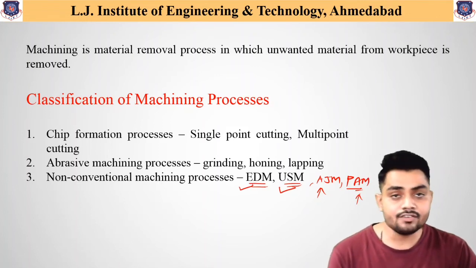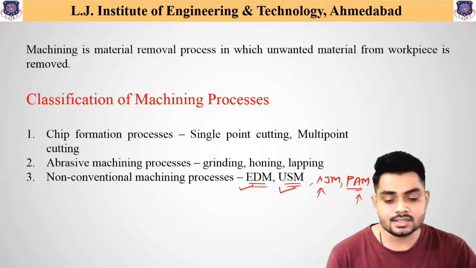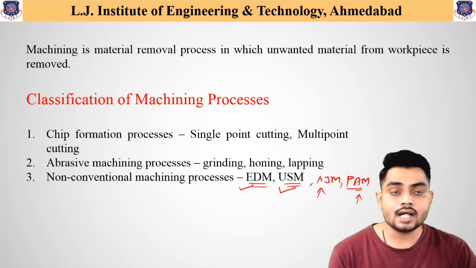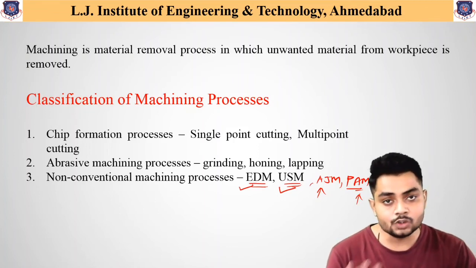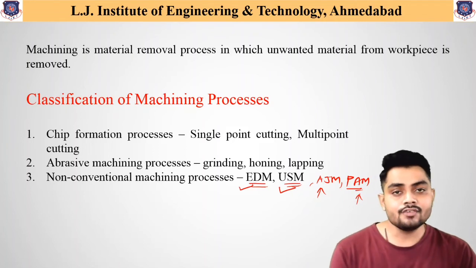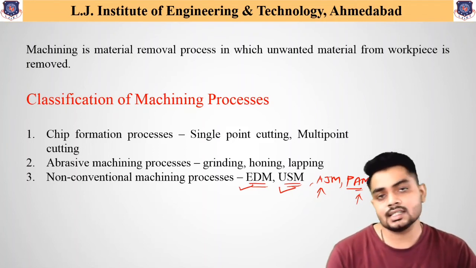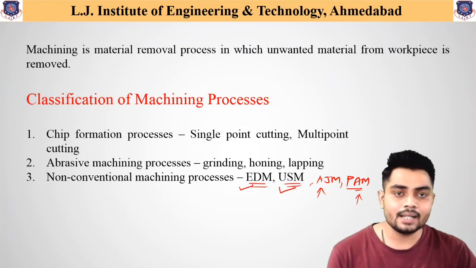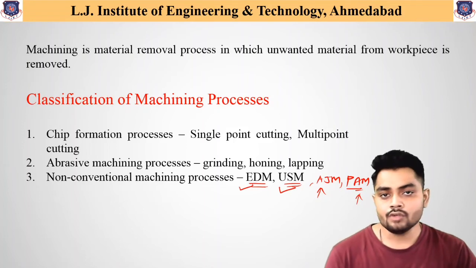In these different processes, the material is removed by different mechanisms. For example, in the ultrasonic mechanism, ultrasonic waves are used for a particular joining operation or maybe a machining operation. So these are the different non-conventional machining processes. These are the different classifications of machining processes available from the subject point of view.